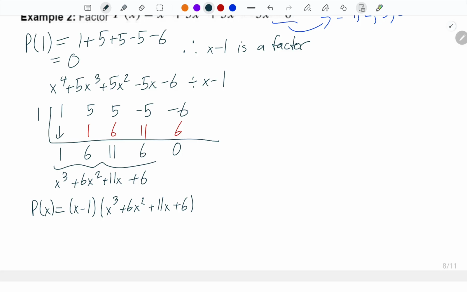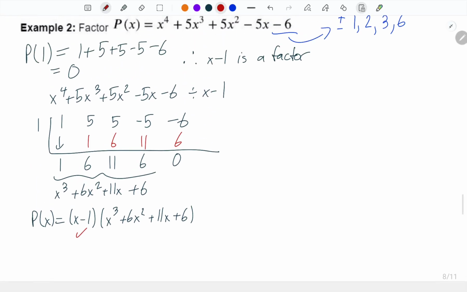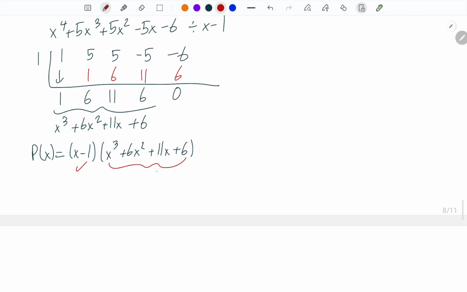And since we have remainder 0, there's nothing there because this is a part of factoring. Okay, so now we're good with the first part. We've factored that. We want to keep factoring the next part in the brackets. How do we keep factoring?